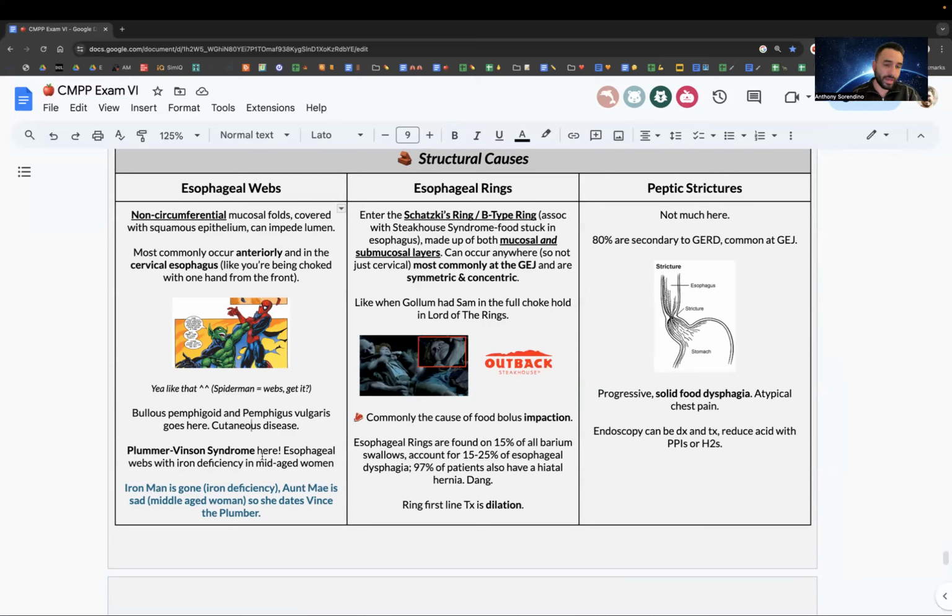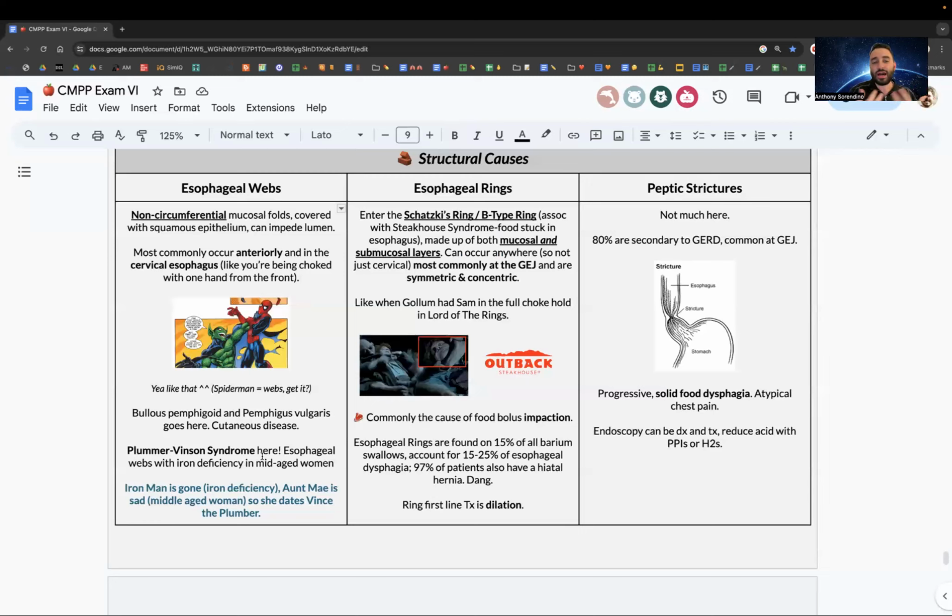The way you're going to remember that is that if you're a Marvel fan, so Iron Man is gone, iron deficiency. Aunt May, who kind of had a thing with Iron Man, she's pretty sad, right? She's a middle-aged woman. So she's sad, so she rebounds and she dates Vince the plumber, okay? So Aunt May, Spider-Man, webs, so this is esophageal webs.